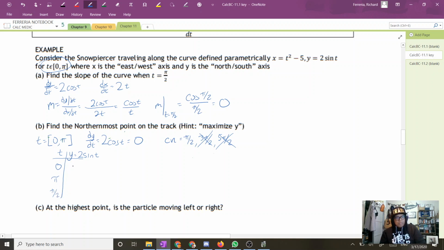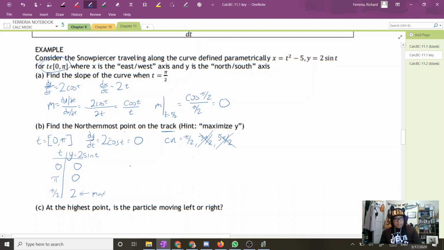So sine of 0 is 0. That was easy. Sine of pi is also 0. That was easy. Sine of pi over 2 is 1. So this is 2 times 1, or just 2. We can clearly call that our maximum. So the northernmost point on the graph, on the track, happens when t equals pi over 2.